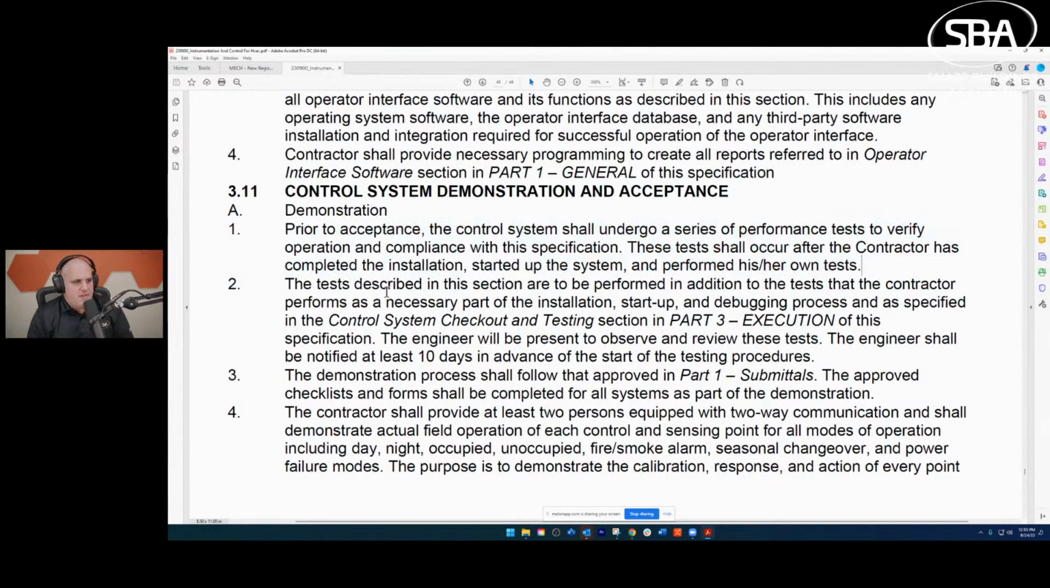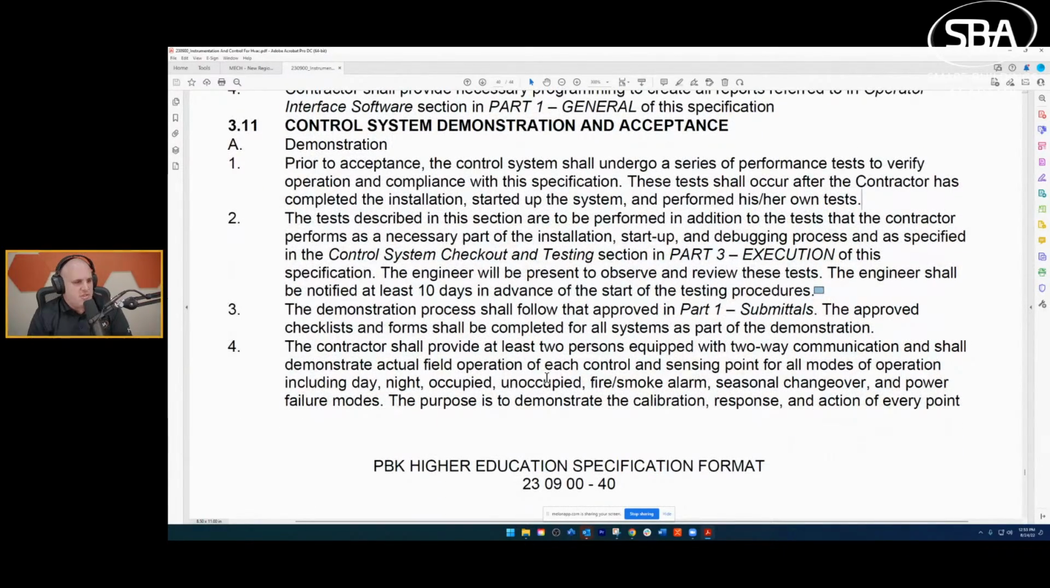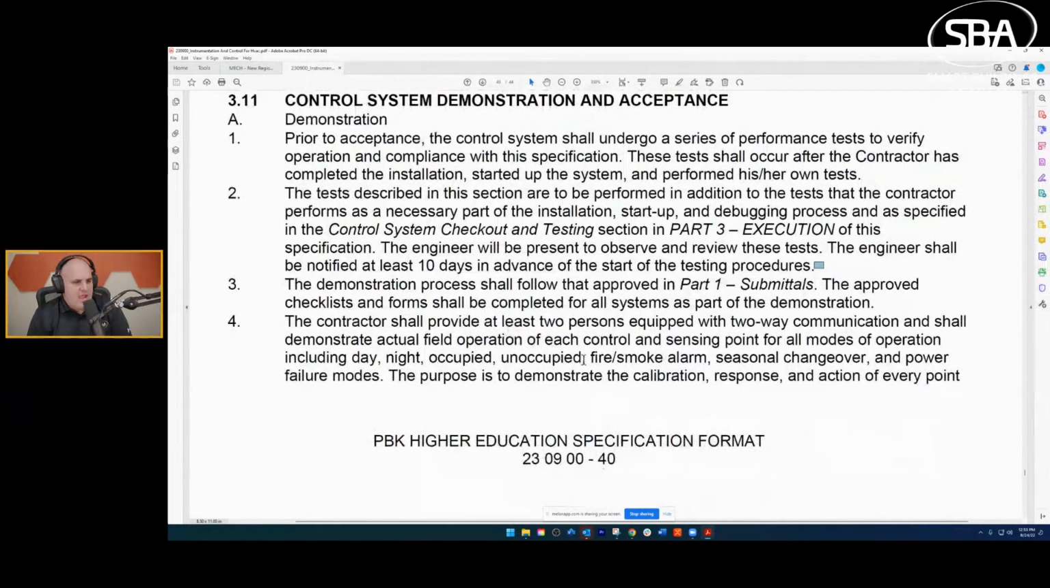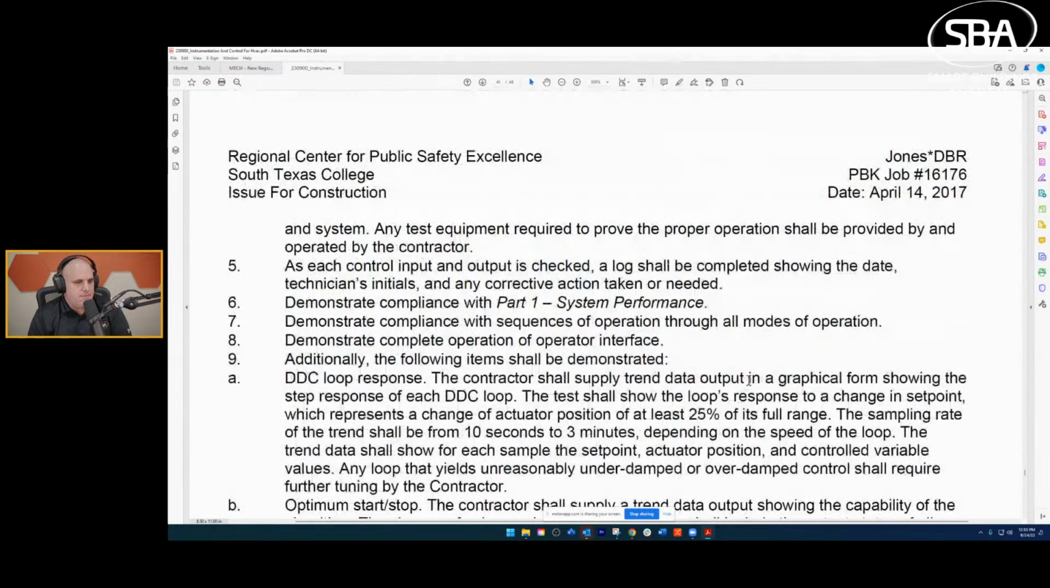Prior to acceptance, we have to do a bunch of tests. And then we've got to do some control system checkout, and we have to have the engineer observe this stuff. So it looks like there's some commissioning, and it looks like it has to be two people going through and doing this. And there is seasonal changeover, so you might have to come back halfway through the season.